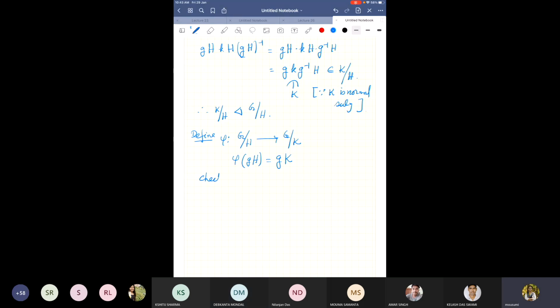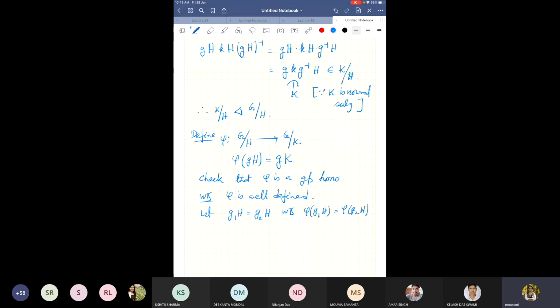Now I need to check that phi is a group homomorphism. Next, we will first show that this is well defined. What to do in that case? I will start with two representations of the same left coset, and I will show that under this map phi they are mapping to the same element. Correct?